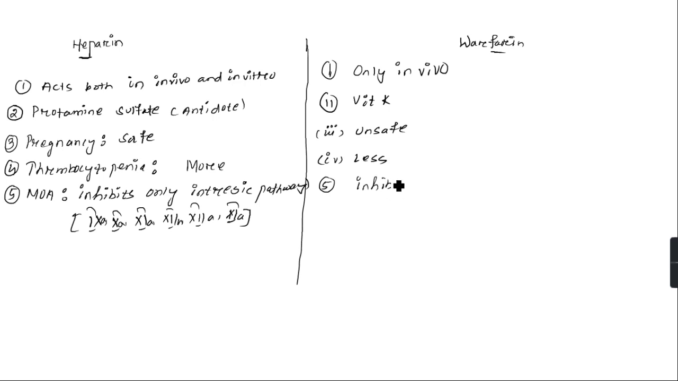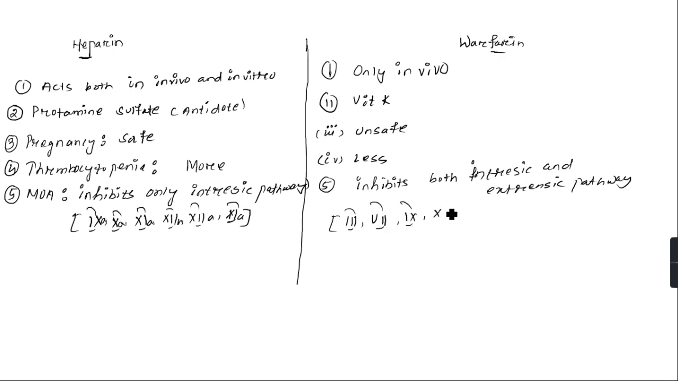But warfarin inhibits both intrinsic and extrinsic pathways. Okay, what are the factors inhibited? 2, 7, 9, 10. You people know that factor 7 is associated with the extrinsic pathway and factor 9 is associated with the intrinsic pathway. Okay, and factor 10 is common. Okay, these are the basic differences that we can tell about heparin and warfarin.